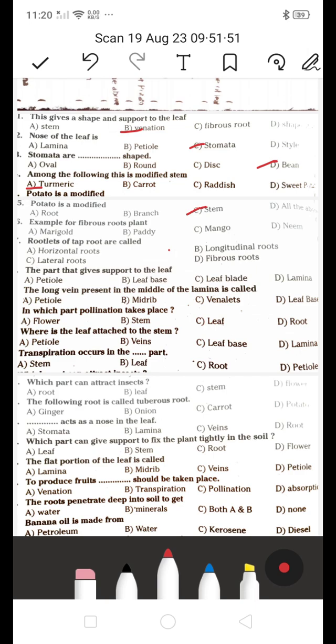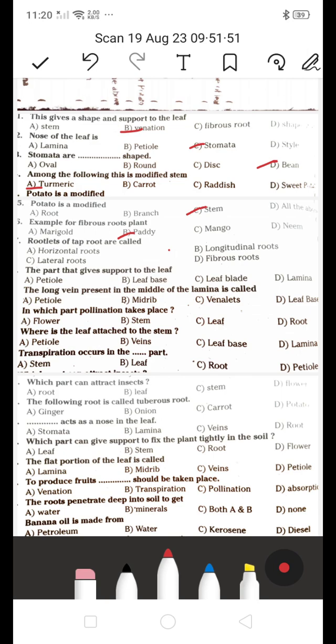Example for fibrous root plant is it marigold, paddy, mango, or neem. Which is the right answer? Its answer is paddy. Other than that, other examples like wheat, maize, all these are other examples under fibrous root.